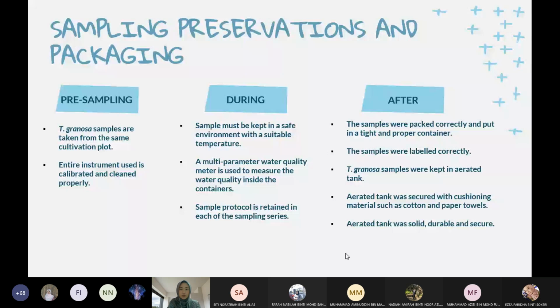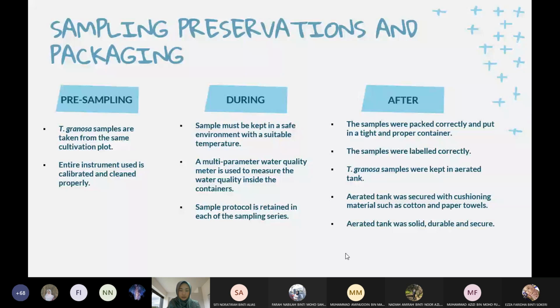Now, the preservations and packaging for fauna sampling throughout the study can be seen in this process. So before the sampling takes place, it was made sure that the samples were taken from only the same cultivation plots instead of other sampling points. The instruments and devices used are also calibrated and cleaned properly so that there will be no contamination. During the sampling, samples are kept in a safe container with suitable temperature for it to survive longer. This can be done by using a multi-parameter water quality to measure the water quality inside the containers is safe for the T. granosa samples. The sample protocol is also retained in each of the sampling series.